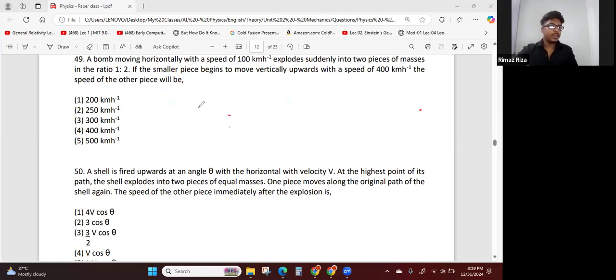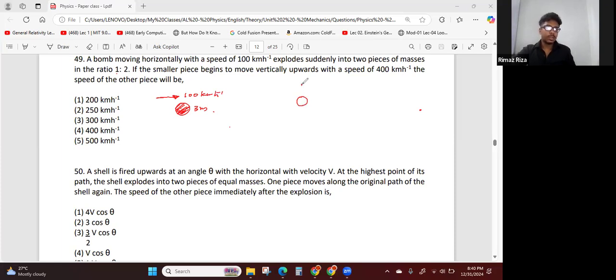It will change. So here the mass is moving, let's say the mass is 3 kilogram, for example, or 3 N, because the ratio is 1 to 2, so 1 plus 2 is 3. So you can consider either 1 kilogram or 3 kilogram or 3 N. I consider 3 N. Okay, so before explosion, it is moving in this direction with the speed of 100 kilometer per hour.